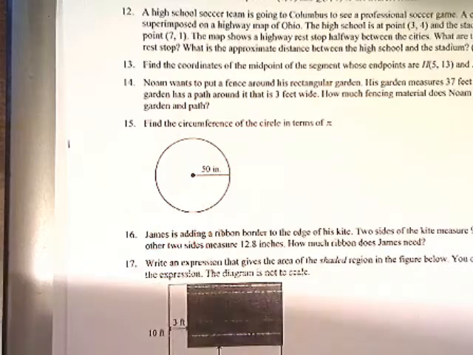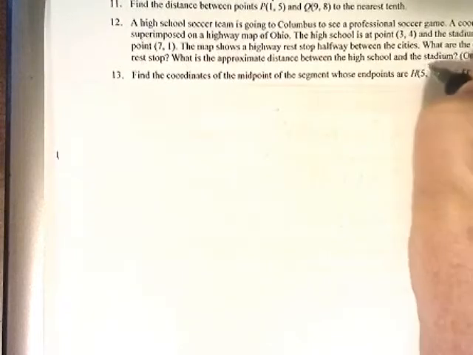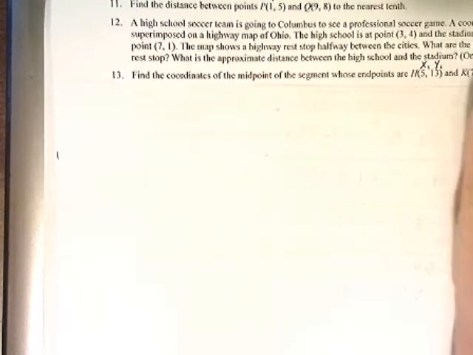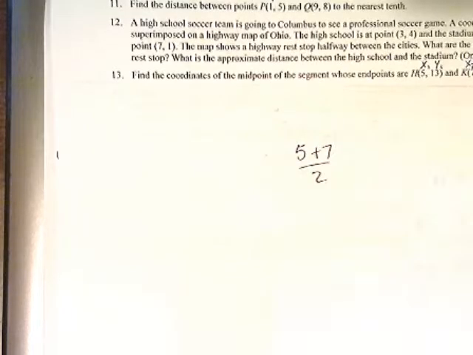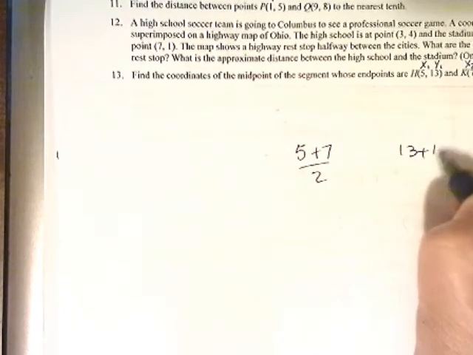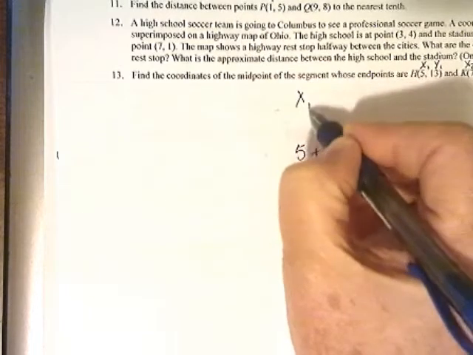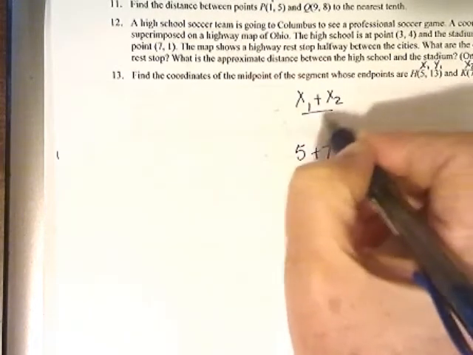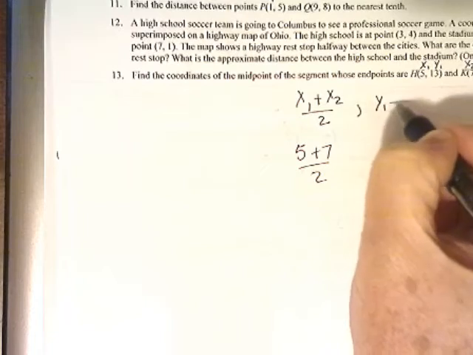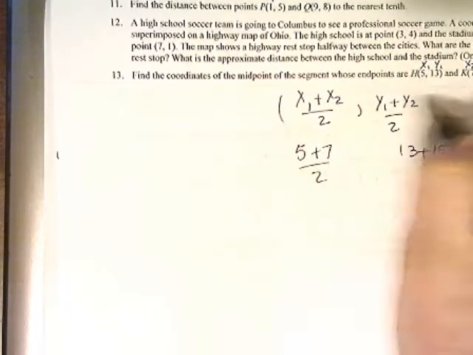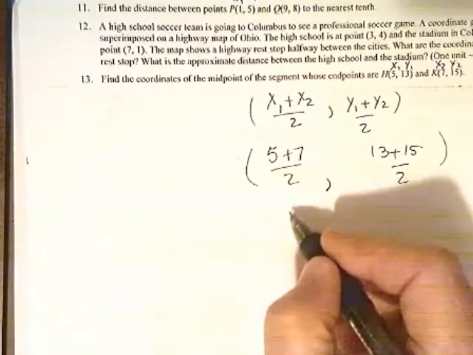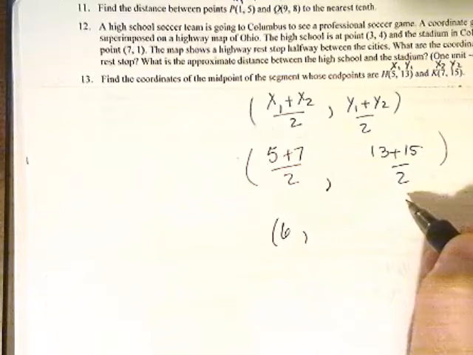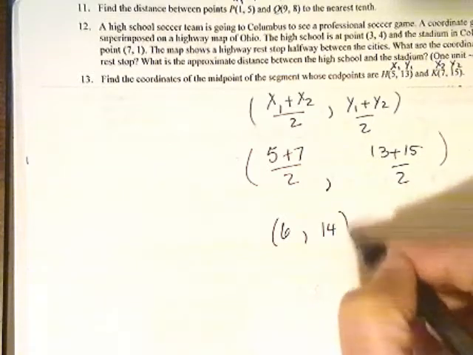13, find the coordinates of the midpoint of the segment whose endpoints are given here. So this is x sub 1, y sub 1, x sub 2, y sub 2. So 5 plus 7 over 2, 13 plus 15 over 2. The formula we used was x sub 1 plus x sub 2 over 2, y sub 1 plus y sub 2 over 2. We're just basically finding the average. That'd be 12 over 2, which is 6, and 28 over 2, which is 14.